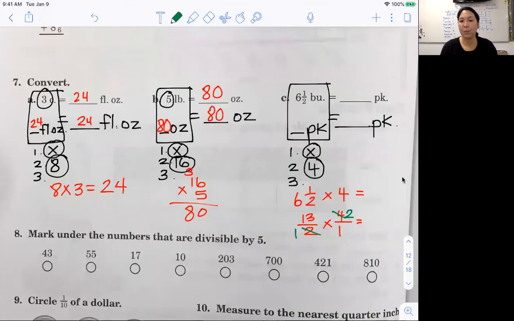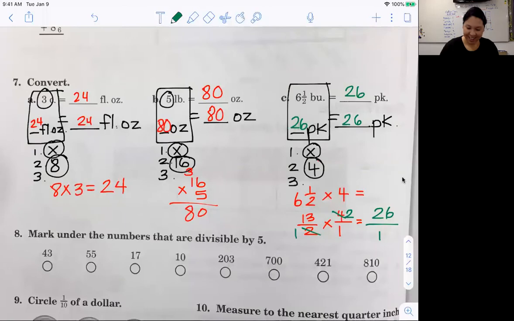And now I can just multiply. Top times top, bottom times bottom. What's 13 times 2? Can anyone do that in their head? Double 13. What's 13 plus 13? 26. Good job, you guys. So 26/1, which we know is the same as 26. So look, friends, 6.5 bushels equals 26 pecks.